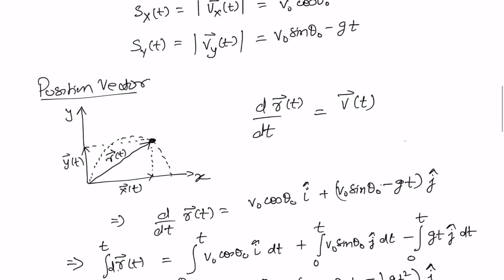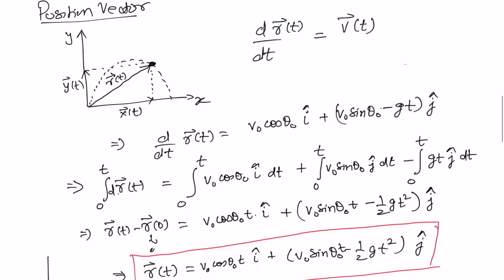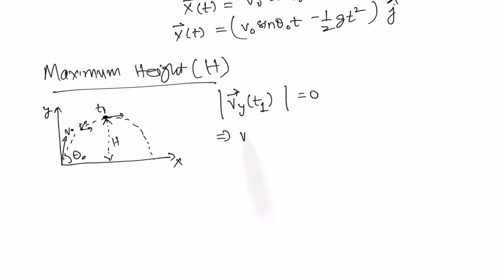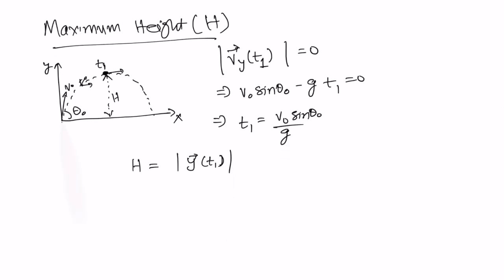Now we know the expression for v_y from here: v naught sin theta naught minus g t. So this implies that v naught sin theta naught minus g t1 equals 0, where t1 is the time. This implies that t1 equals v naught sin theta naught by g. Maximum height is nothing but the magnitude of the y vector at time t1. t1 is the time when the magnitude of y becomes h. This is the y vector at t1, and its magnitude is clearly h.